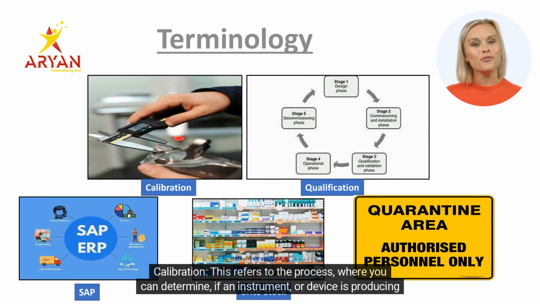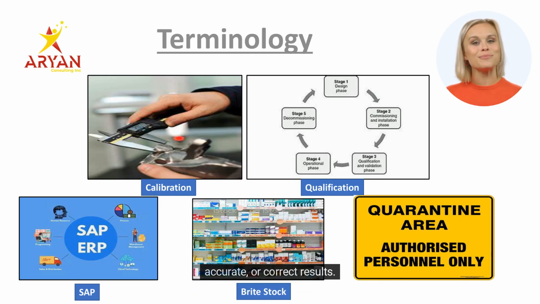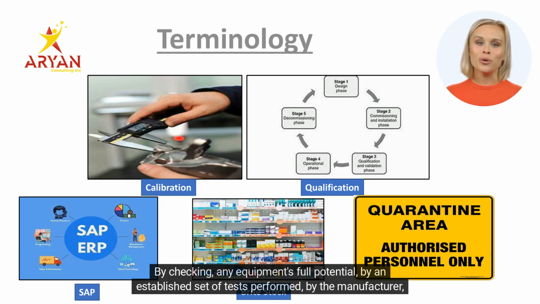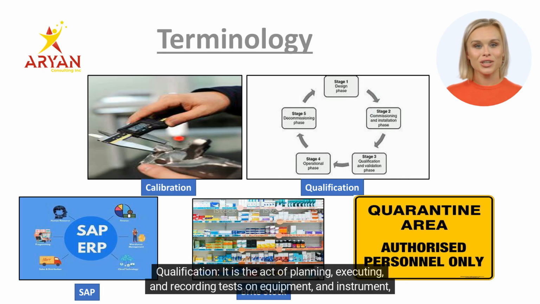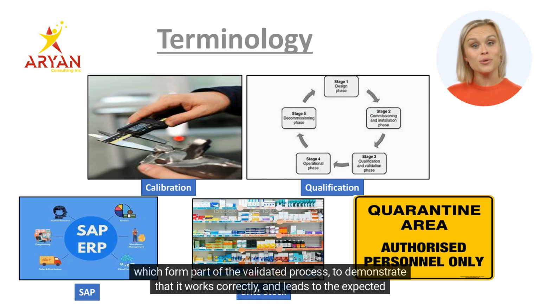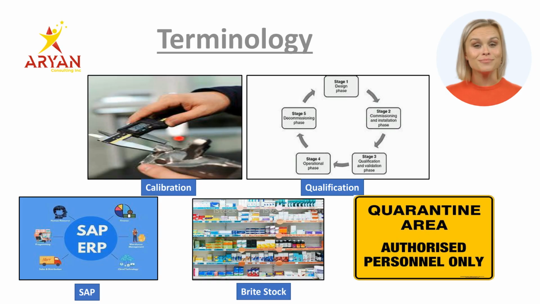Calibration. This refers to the process where you can determine if an instrument or device is producing accurate or correct results, by checking any equipment's full potential through an established set of tests performed by the manufacturer. Qualification. It is the act of planning, executing, and recording tests on equipment and instruments which form part of the validated process to demonstrate that it works correctly and leads to the expected results.